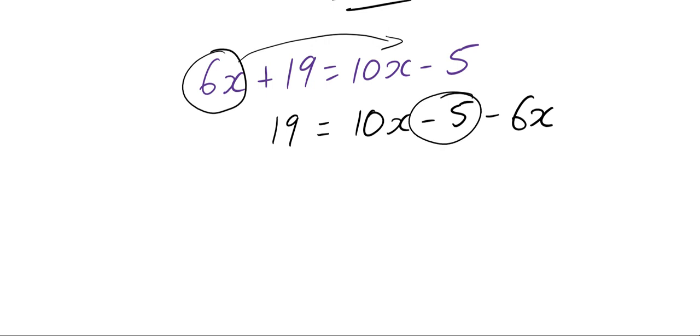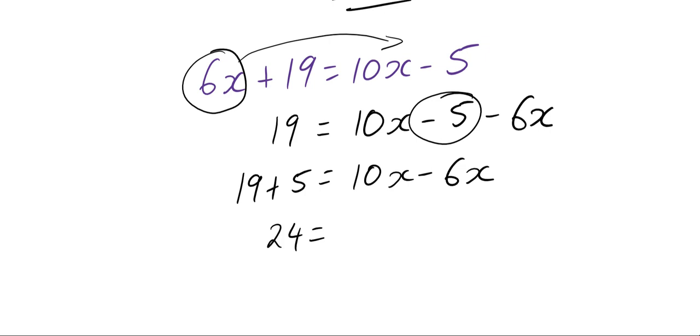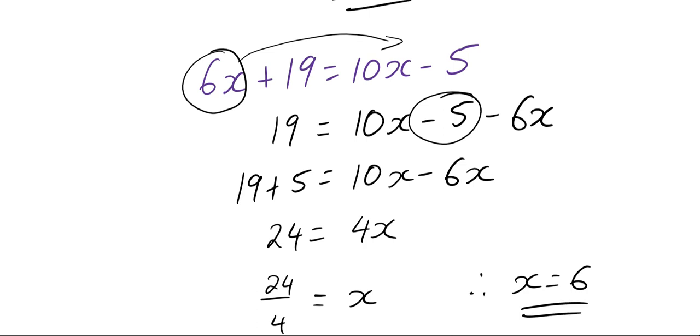Now looking here, I need to get rid of this. So if I move that over, it's going to be 19 plus 5, and the 10x take 6x stays there. Now I'm going to get 19 plus 5 is 24, 10x take 6x is 4x, 24 divided by 4 is x, therefore x is going to equal to 6.